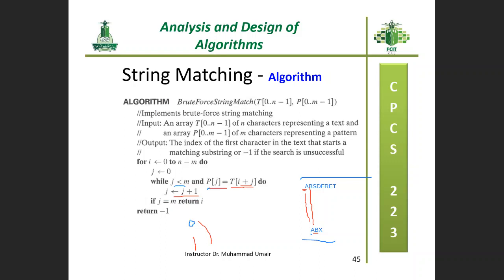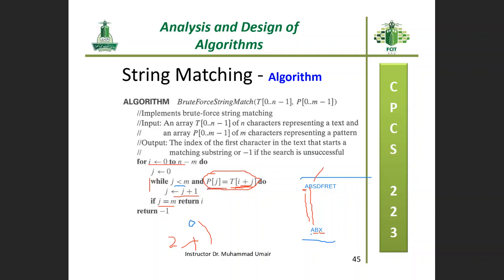Now, j is again incremented, so j will become 2. When j becomes 2, P of 2 will be picked, which is X, and it will be compared with T of 0 plus 2. Now this condition is false. When this condition is false, it will not terminate. It will come out of the while loop and check if j is equal to m. No, j was 2, so 2 is not equal to m. The condition is false, so it will not exit. It will come again to the for loop, and i will be incremented.